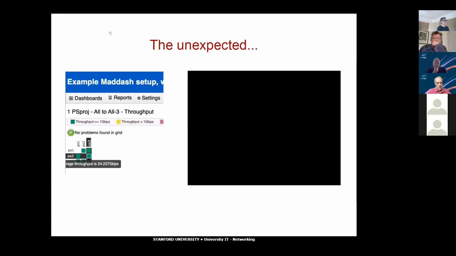On the right-hand side, I'm not sure how this is going to work. Can you see if there's a click on the right-hand side in the black box?